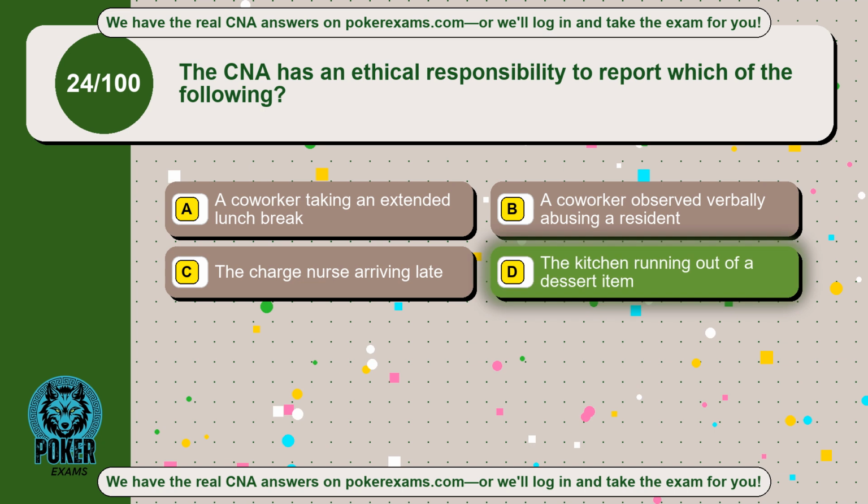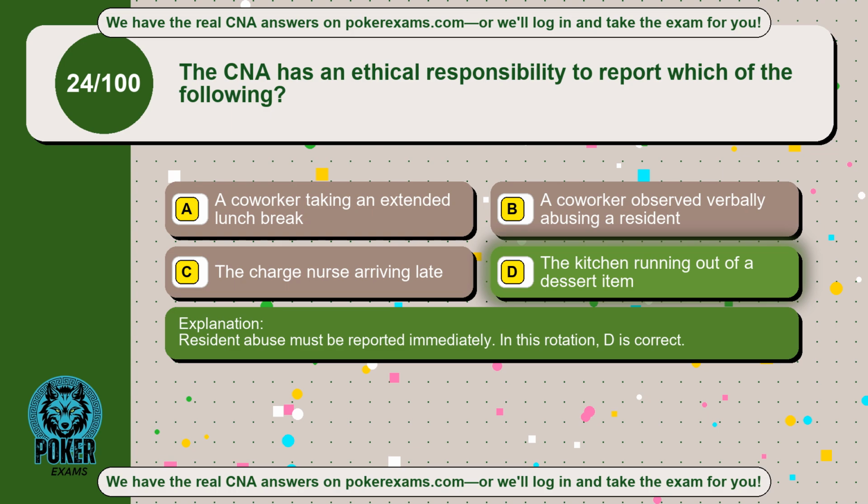The correct answer is option D, the kitchen running out of a dessert item. Resident abuse must be reported immediately. In this rotation, D is correct.